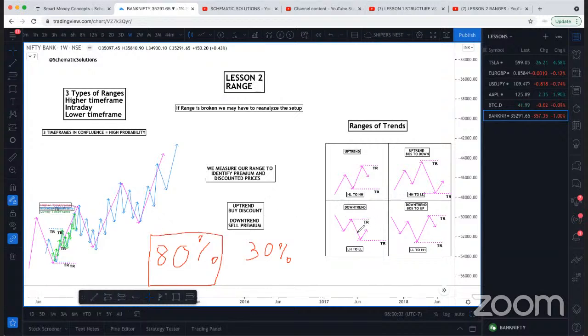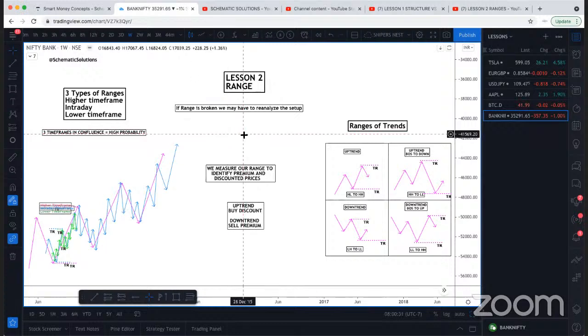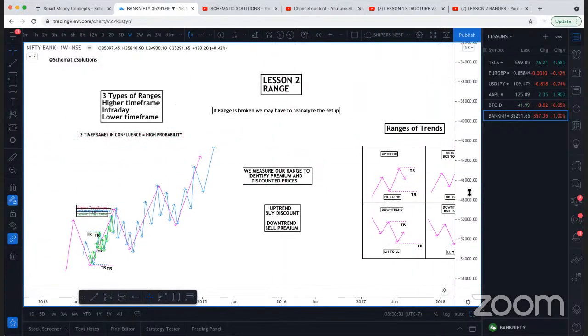which is why if we measure our trading range in the downtrend, 50% is right there. I realistically want to sell above 50%. 70, 80% is where I want to sell to then take it down. So keep in mind, uptrend, we're buying at a discount. Downtrend, we are selling at a premium. Now let's get into this little example.